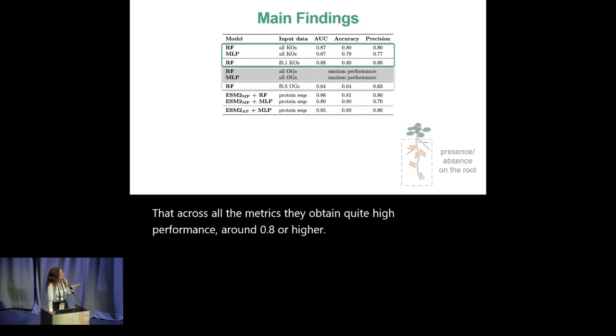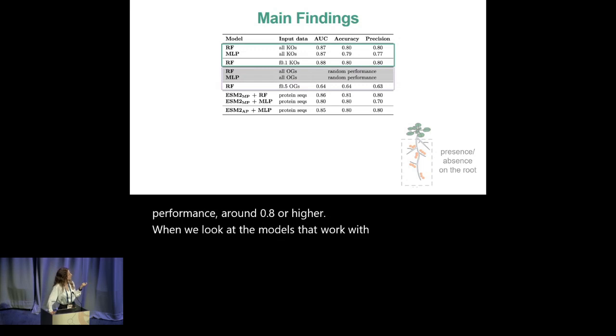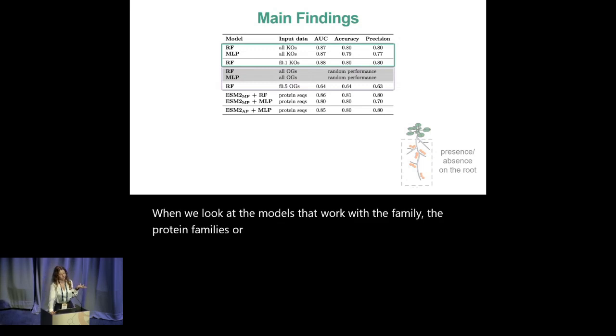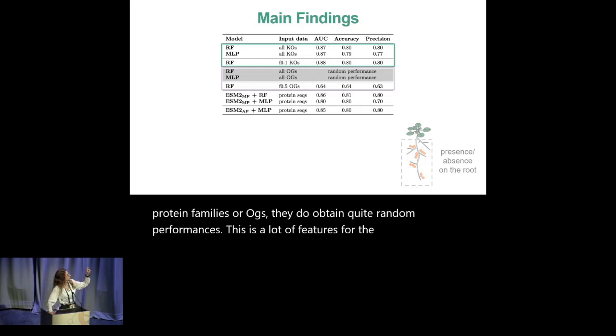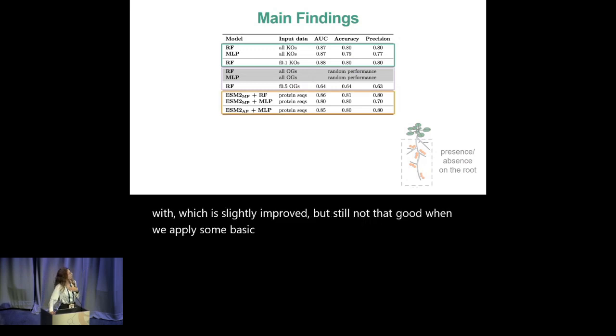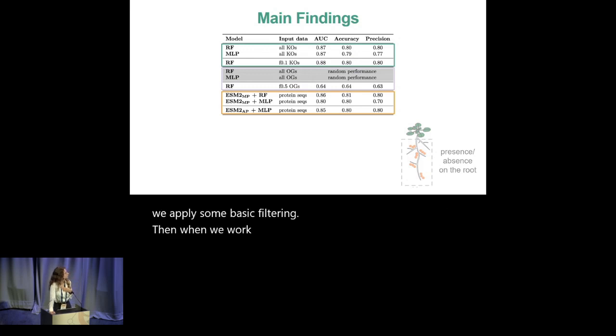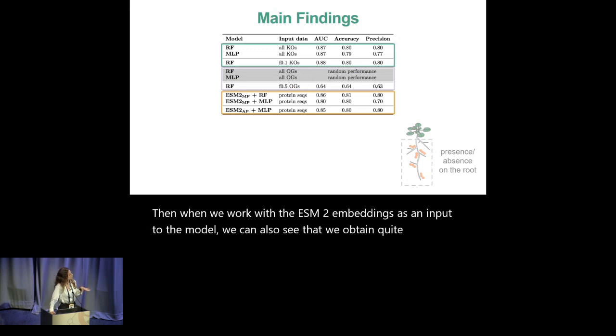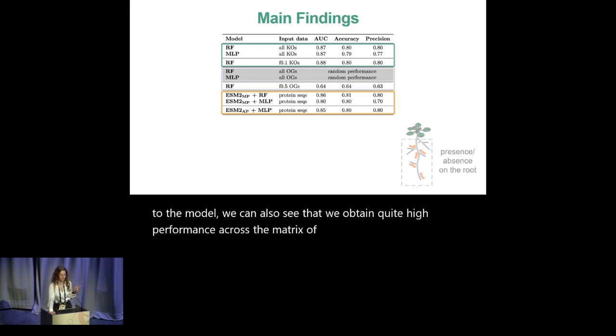When we look at the models that work with the protein families or OGs, they obtain quite random performance, as this is a lot of features for the model to work with, which is slightly improved, but still not that good when we apply some basic filtering. Then when we work with the ESM2 embeddings as an input to the model, we can also see that we obtain quite high performance across the matrix of around 0.8 or higher.